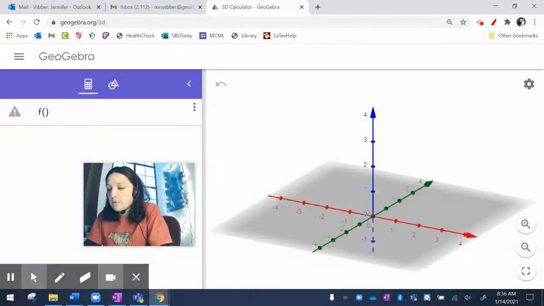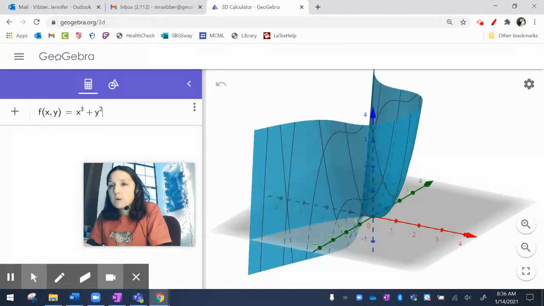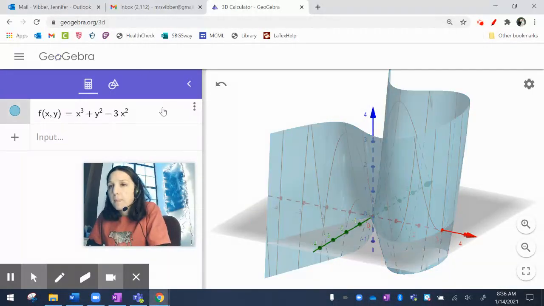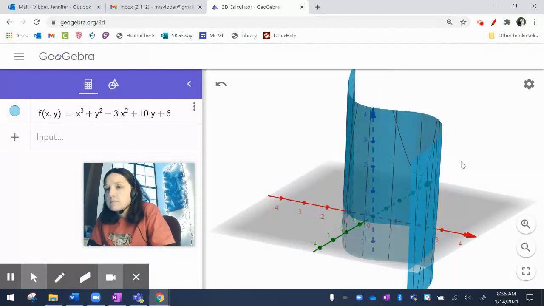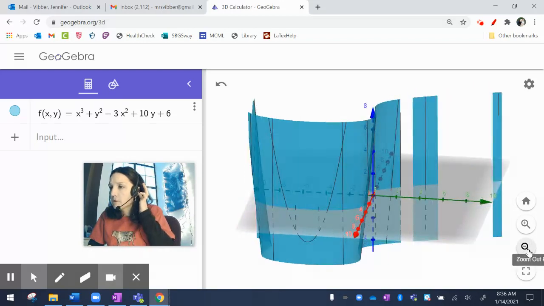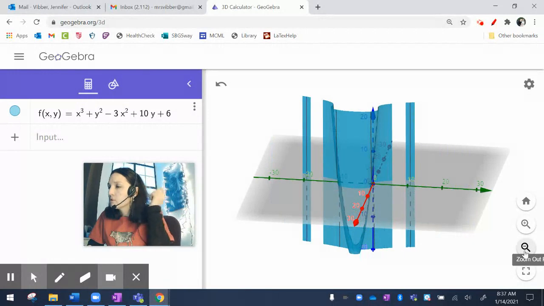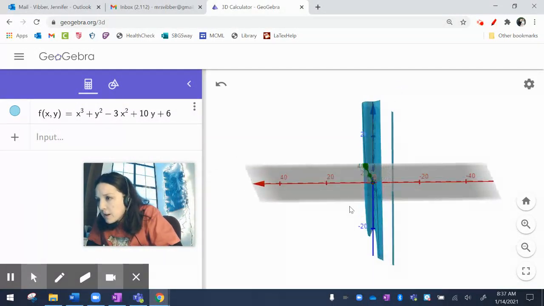f of xy, x cubed plus y squared minus 3x squared plus 10y plus 6. All right, that doesn't look like a whole lot. Let me zoom out a bit here. Oh, I'm starting to notice some things here. One more. Oh, okay. Now I can see it.